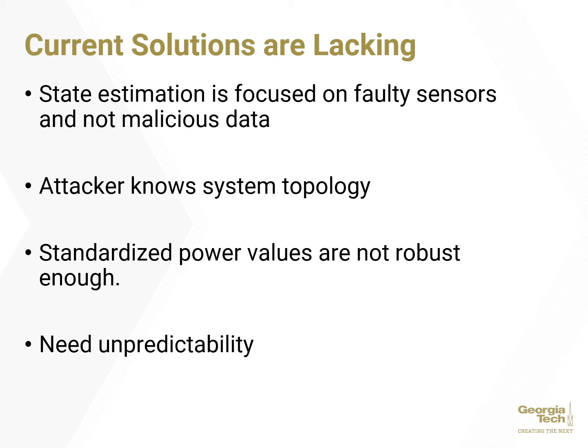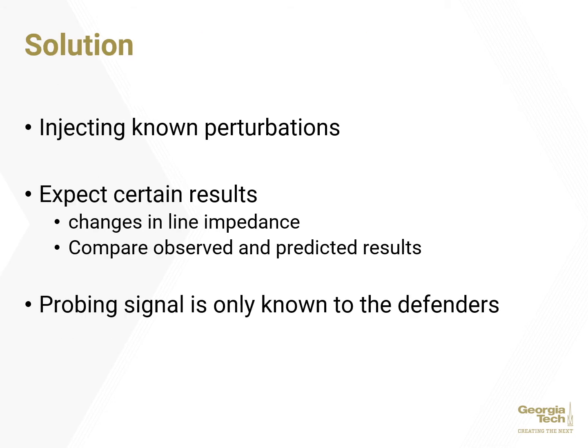And furthermore, to produce unpredictability, the probing signal that we're using to inject the perturbations is hidden and only known by a few operators in the system, making it very hard for the attacker to predict these values. The solution presented is applying known perturbations into the system. Operators can see the changes it has on the system and observe any expected behavior.